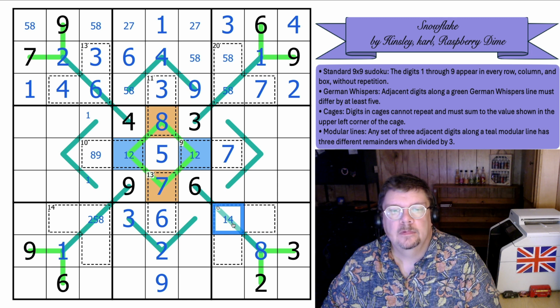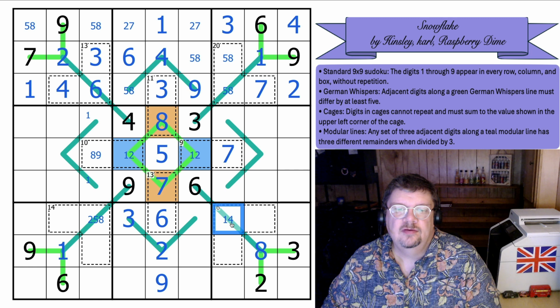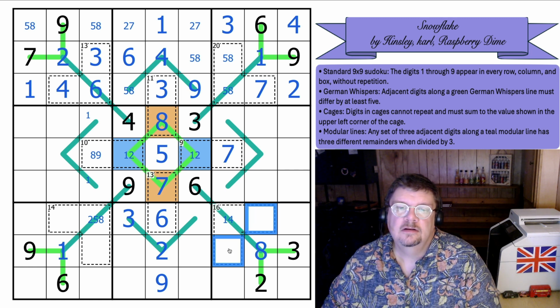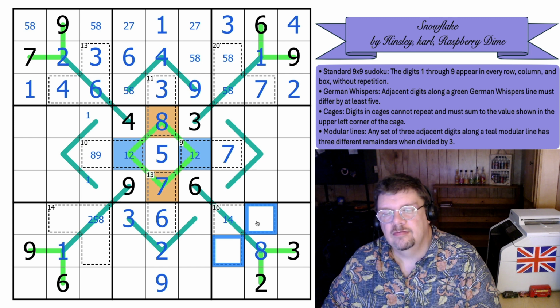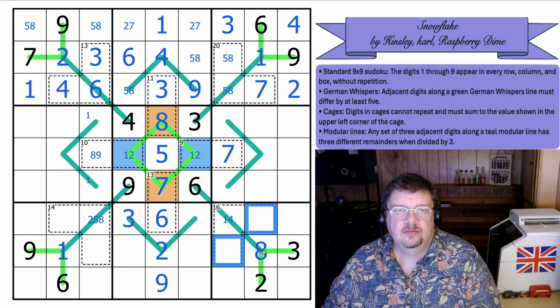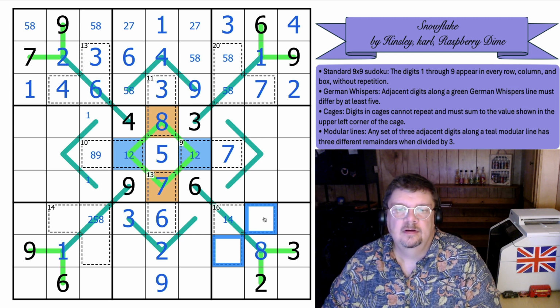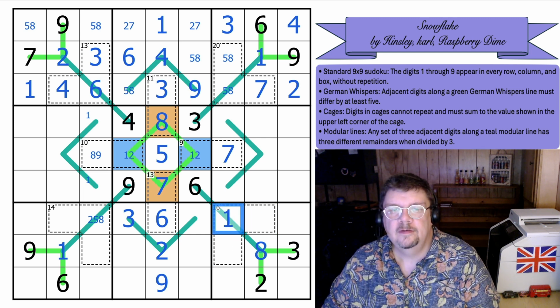Okay. So we've got a 16 cage here. If this is 4, then these two sum to 12. Can't be 9, 3 because I've got a 3 in the box. It can't be 8, 4 because I have 8 in the box. And it can't be 7, 5 because both of these cells see a 7. So that is not a 4, that is a 1.